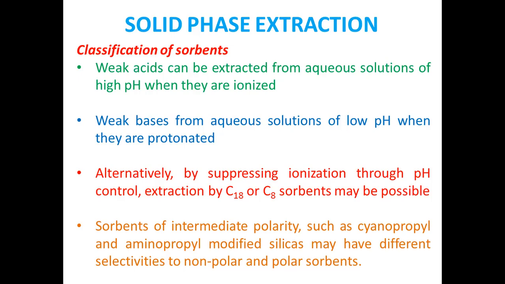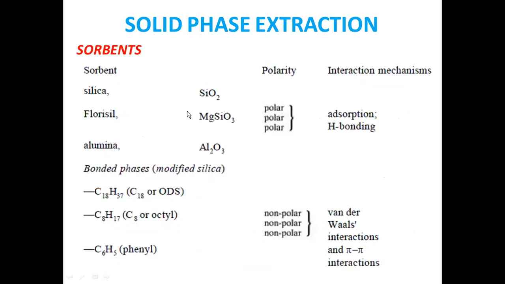If you use intermediately polar silica, the solutes are separated based on their polarity. Whichever species is more polar, they are not eluted at first. Non-polar species will be eluted first, then intermediately polar species eluted next, then polar, or vice versa. So intermediately polar sorbents are also used.